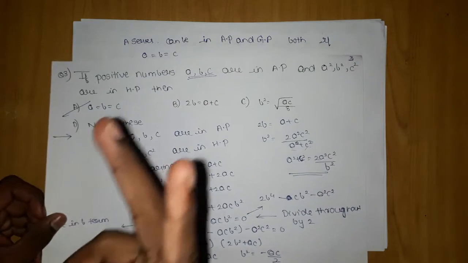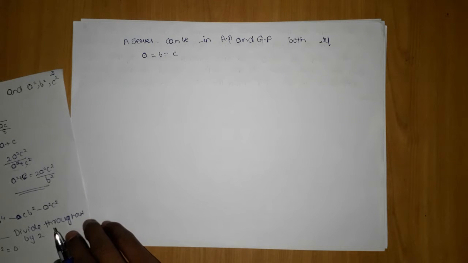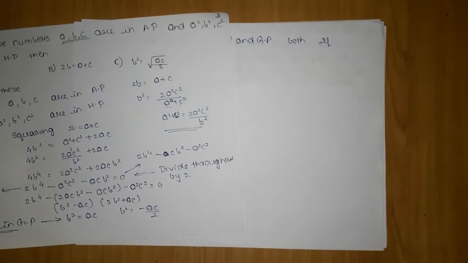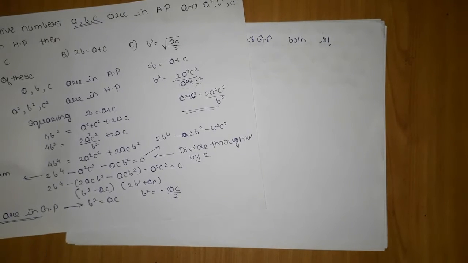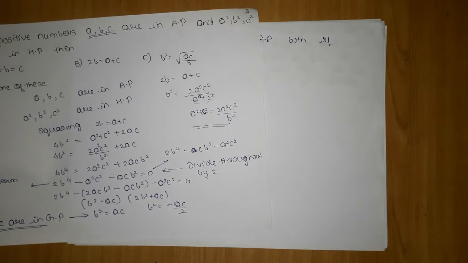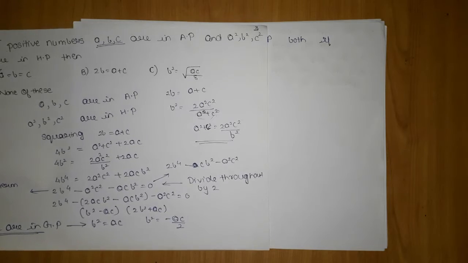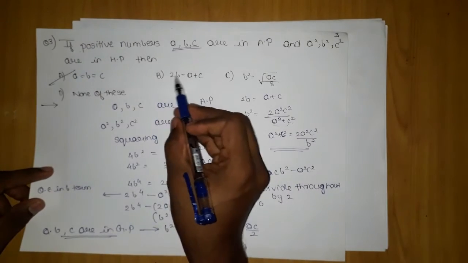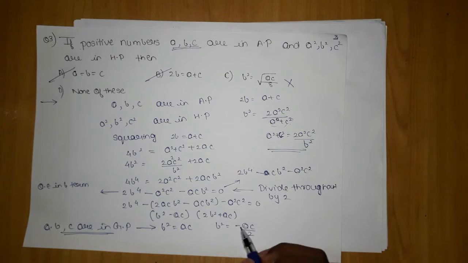Now let's verify the other options. In the second option we are getting b square equals minus ac by 2. Is there any option which matches with this, b square equals minus ac upon 2? No, it is not matching. So only one correct answer is there in this. This one is also correct: 2b equals a plus c. Since they are in AP, this will also be true, and this one is also true. This one is wrong, because we are getting something different, it is coming imaginary.